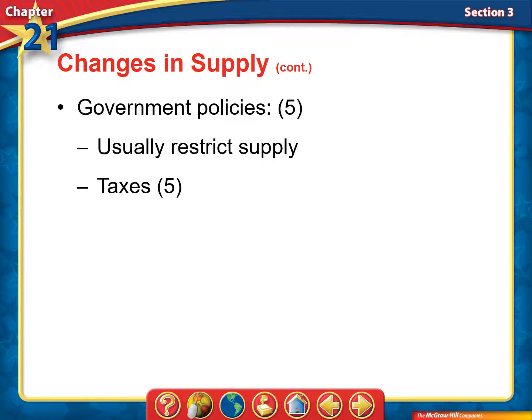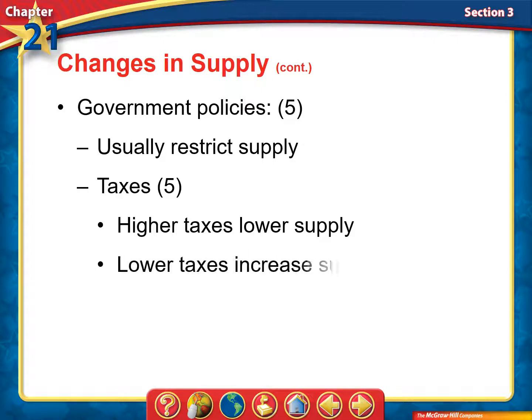Governments can certainly tax production of certain goods. And taxes have a relationship to the supply of a product. Basically, higher taxes generally lower supply. The higher it costs to make a product, the fewer of them we're going to make. Lower taxes increase supply. The lower the tax, the lower the cost to make a product, the more of the product we're going to make.